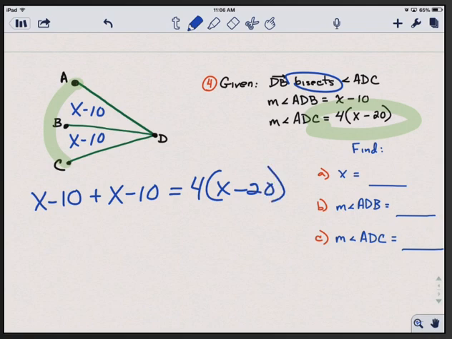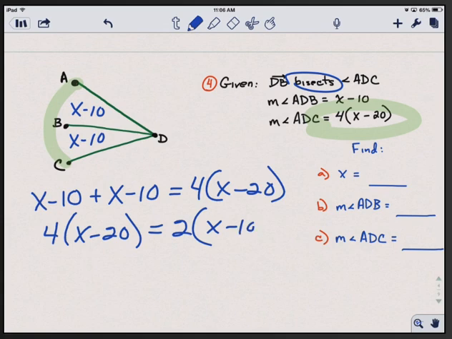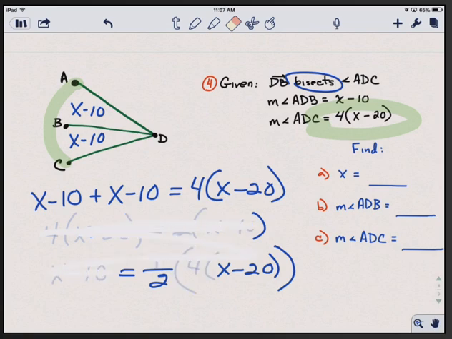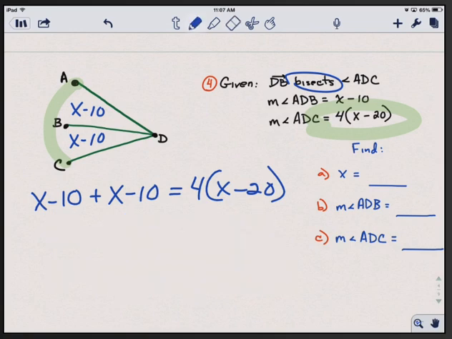Or another way of doing the problem is to say the original angle, or the larger angle, ADC, is twice as big as either of the other two. That equation would also work. Or you could say the smaller angle, ADB, for example, is half of angle ADC. Any one of those 3 would work. They all give you the exact same answer, so we'll just stick with the first one.